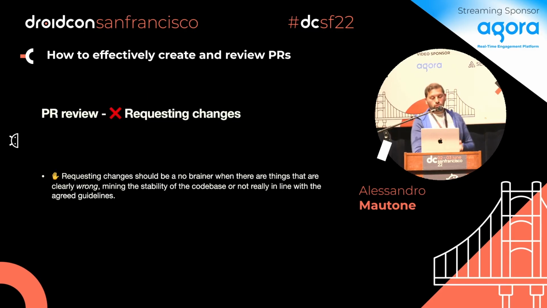Requesting changes usually should be a no-brainer whenever there is something that is clearly wrong with the code base. So it's maybe mining the stability of the code base. For example, there is a crash, or it's not really in line with the guidelines agreed within the team. For example, some business logic was added, but tests are missing. In that case, I think you should request changes.